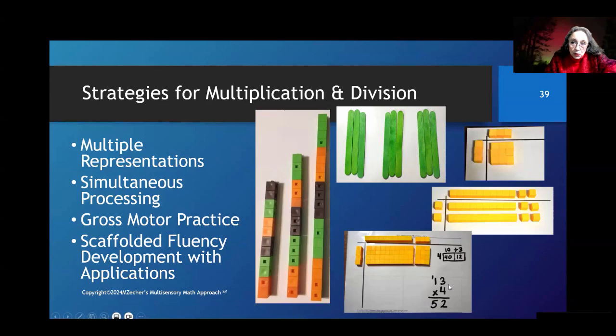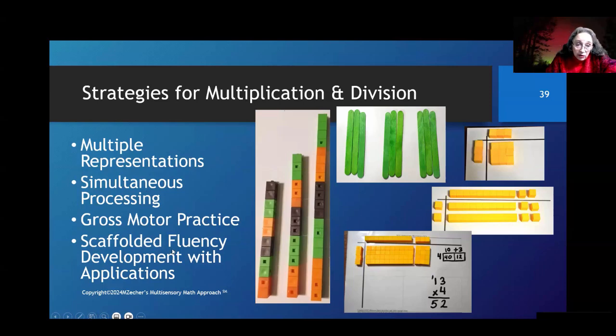But it's really wonderful for our younger students to see the various representations of multiplication. So some of the things we can do include that gross motor practice in the multi-digit multiplication algorithm. Using our simultaneous processing, as we say, 4 groups of 10 is, we touch it, we say it, we build it, we construct it, we describe it, and we know it. And 4 groups of the 3.